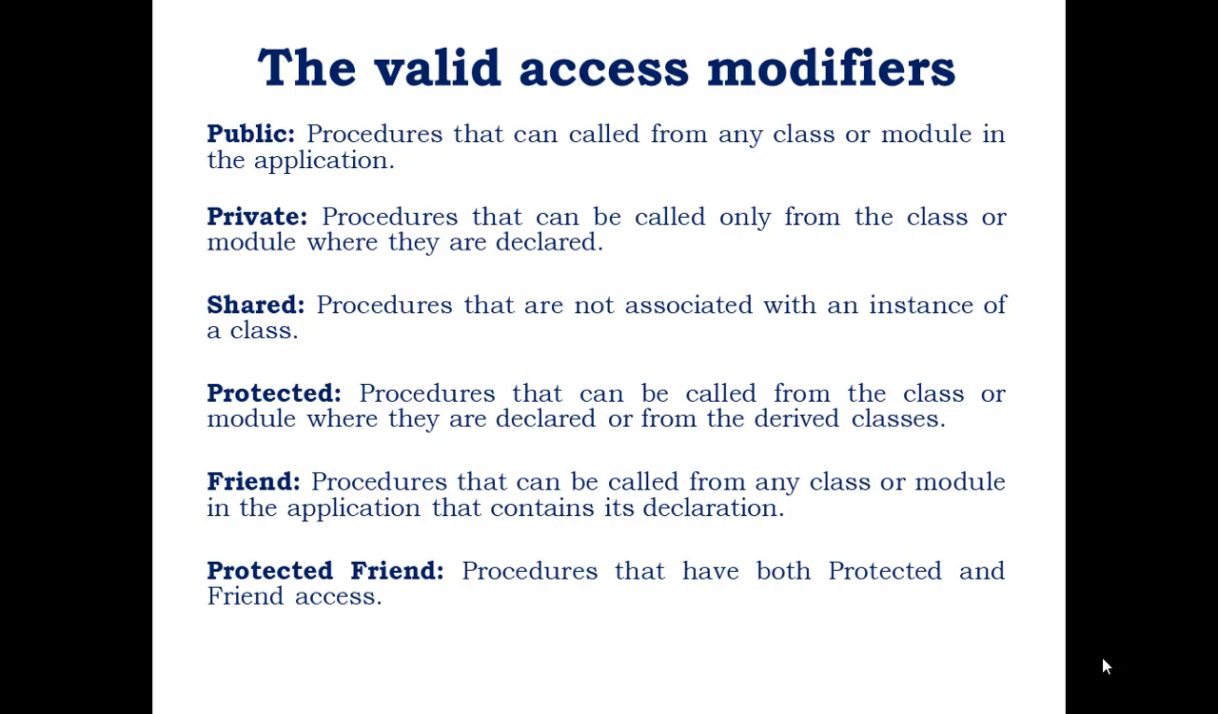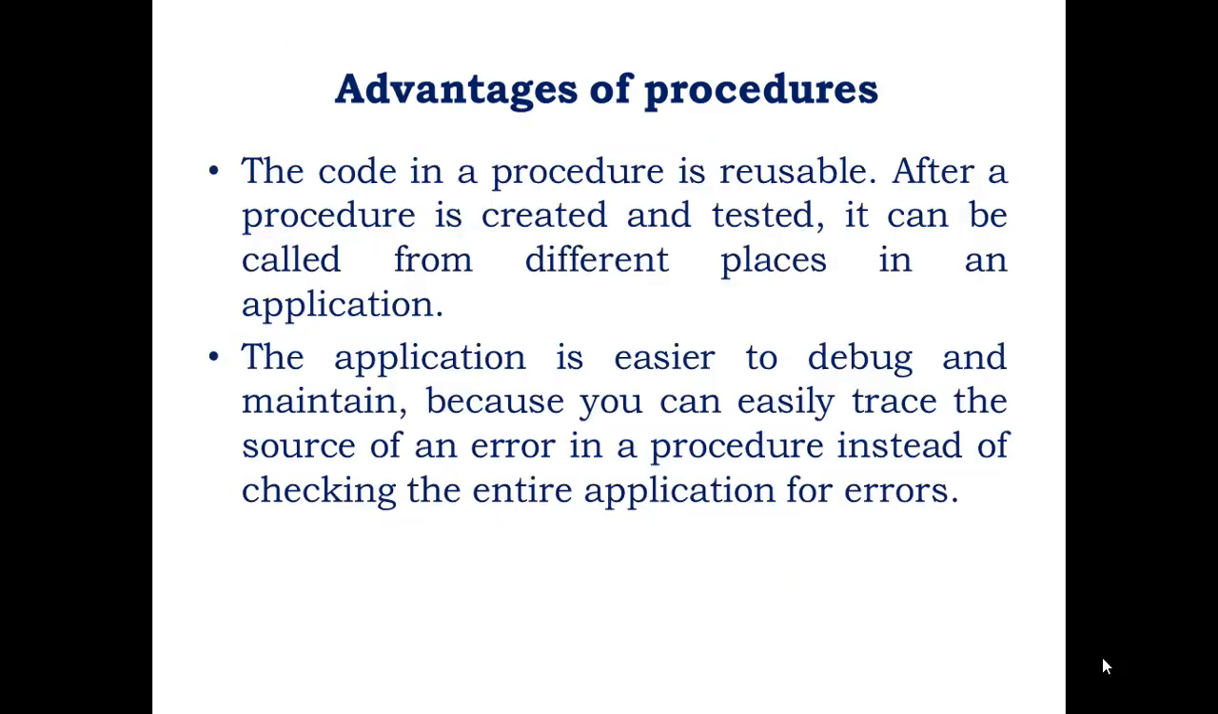The next one is Friend: procedures that can be called from any class or module in the application that contains its declaration. The final access modifier is Protected Friend: procedures that have both protected and friend access.